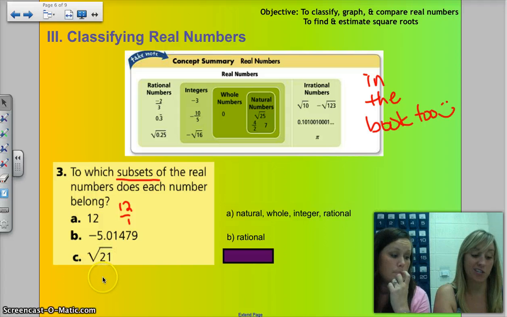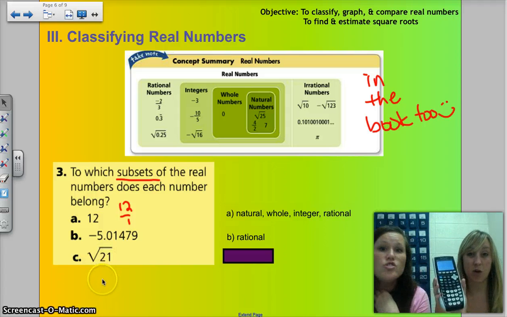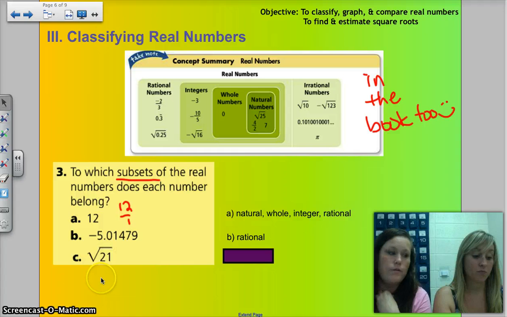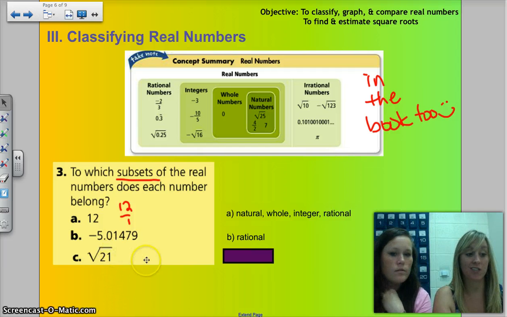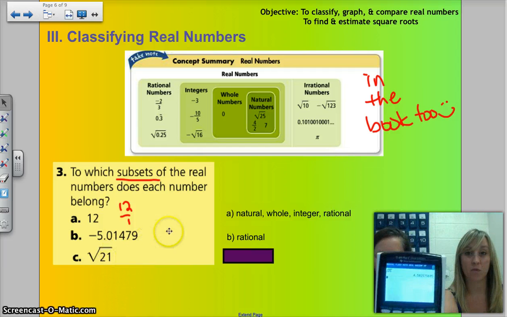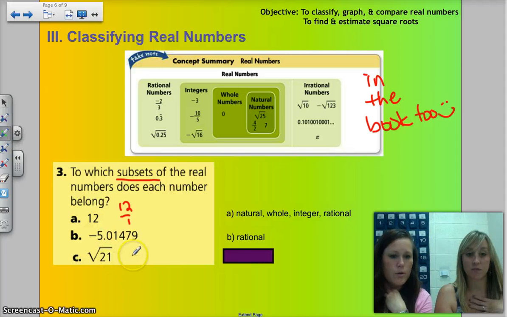I don't know what it is either, guys. You want to check it? Yeah, use your tool. Check yourself before you wreck yourself. So you're going to type in square root of 21, and you should get, ooh, not so pretty.